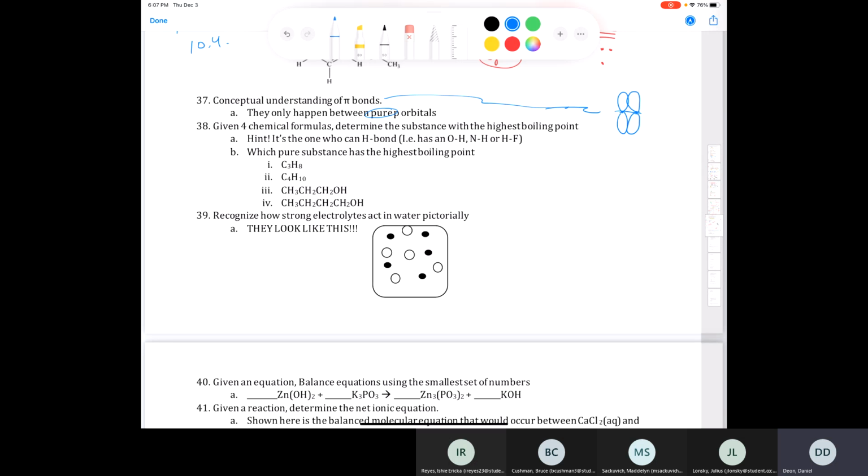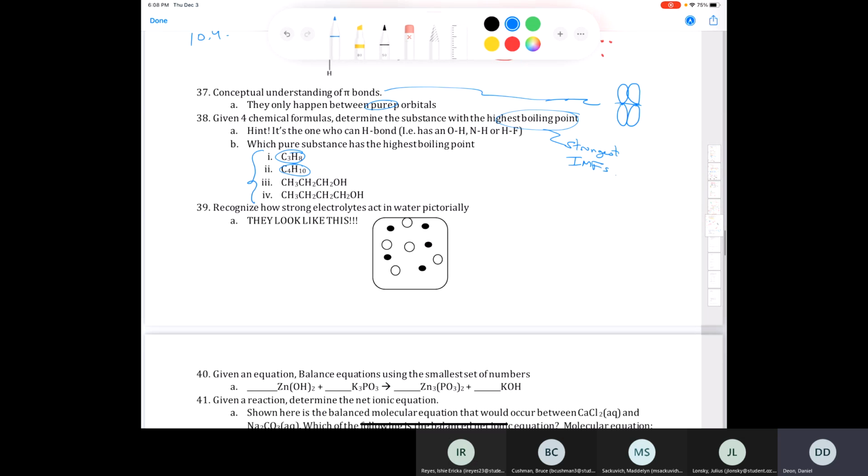Number 38, given 4 chemical formulas, determine the substance with the highest boiling point. The highest boiling point is going to be the one with the strongest intermolecular forces. Hint, it's the one that can hydrogen bond, okay? So if I look at all of these here, these two here are hydrocarbons, so they're non-polar.